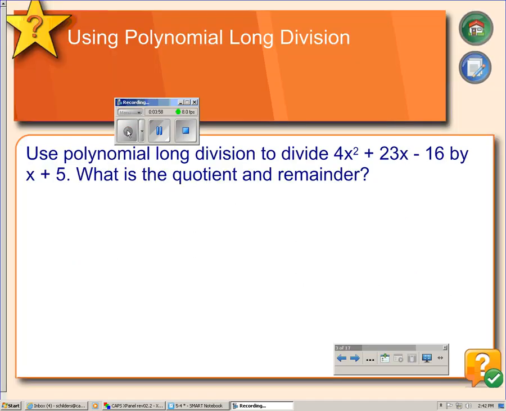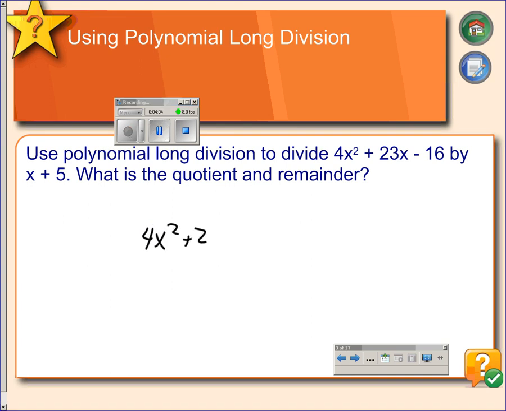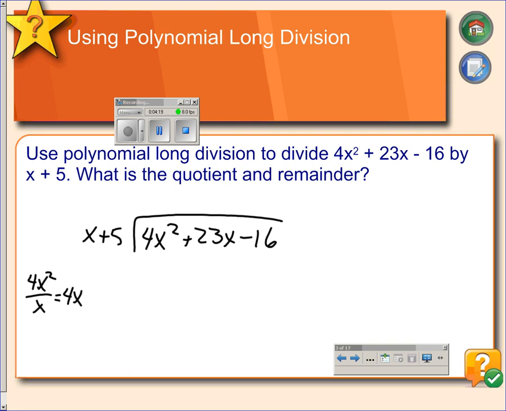Okay, so I'm going to use polynomial long division to divide 4x squared plus 23x minus 16 by x plus 5. So first thing I check is to see how many times 4x squared can be divided by x. Since that answer is 4x, I'm going to count over two terms, and I'll put 4x above the 23x. Next, I multiply, which gives me 4x squared plus 20x. Then I subtract both terms, and the 4x squareds cancel. I get 3x, bring down the 16, and now I divide again.